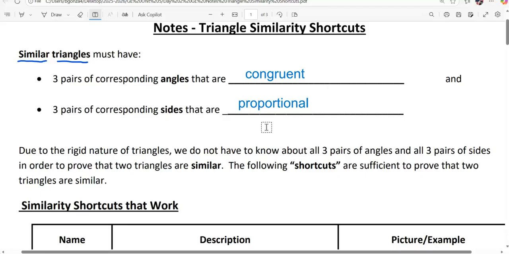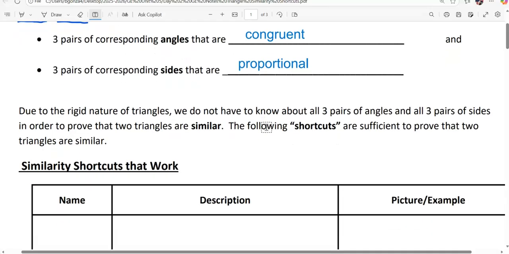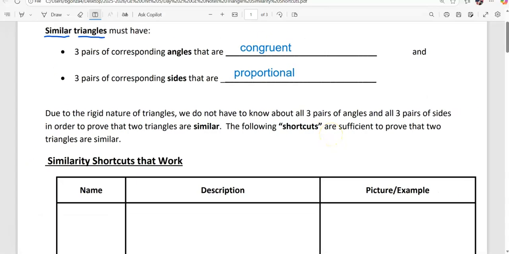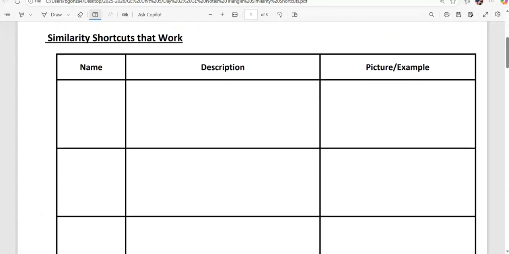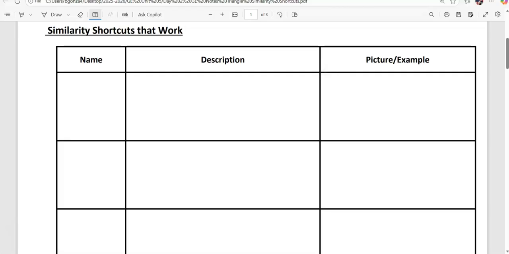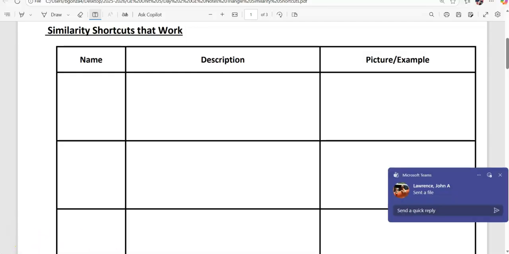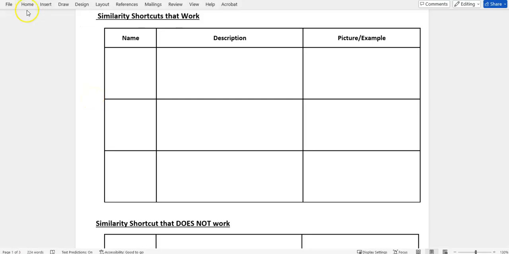Okay. Stuff like that. Now, due to the rigid nature of triangles, we do not have to know about all 3 pairs of angles and all 3 pairs of sides. In order to prove that 2 triangles are similar, the following shortcuts are sufficient to prove that 2 triangles are similar. So, what are they? Similarity shortcuts that work. Okay? So, there are 3 similarity theorems that work.